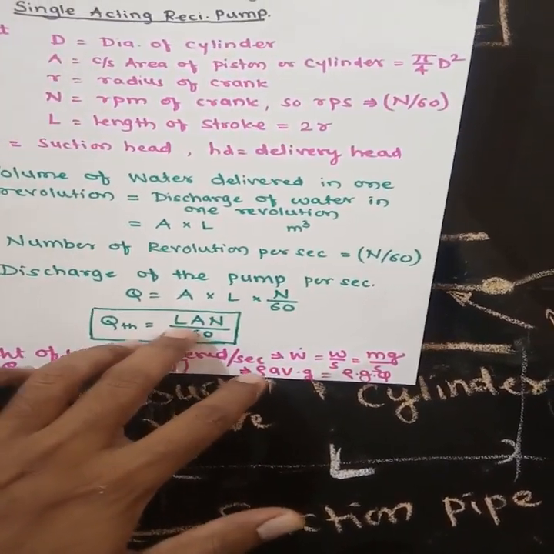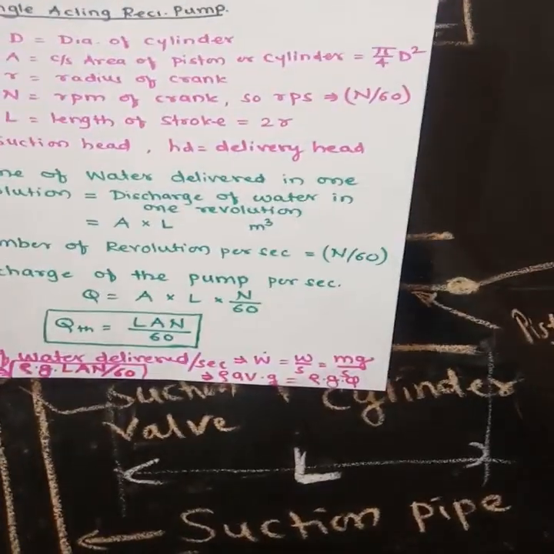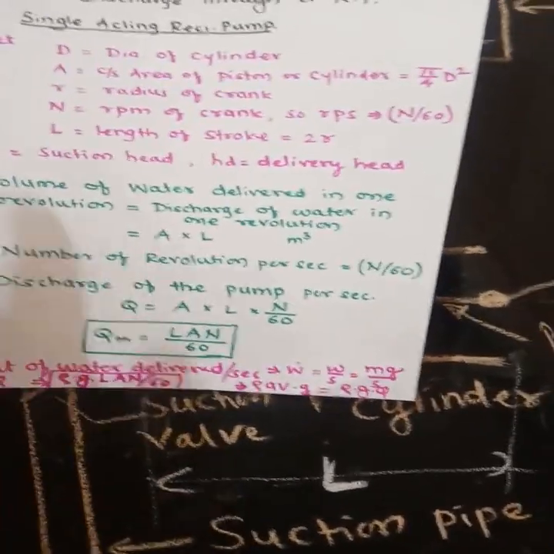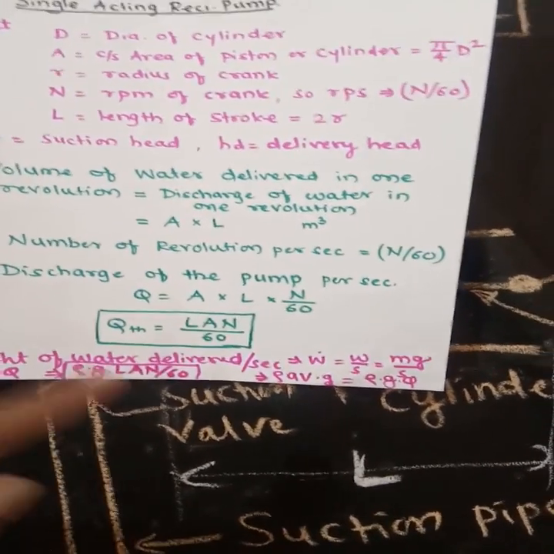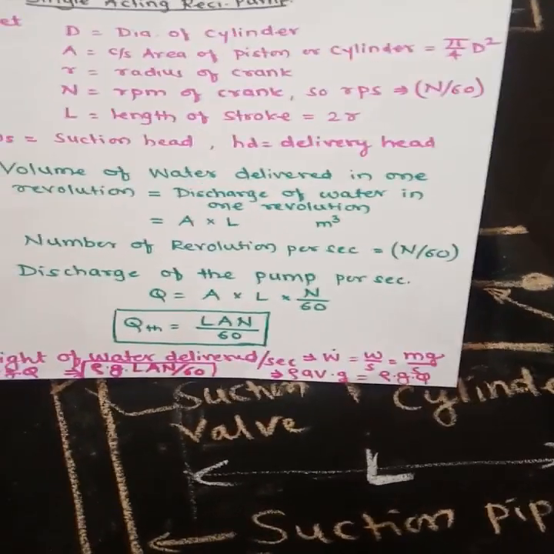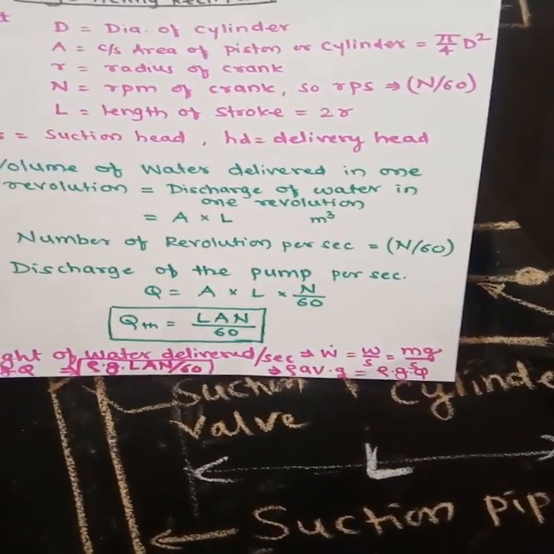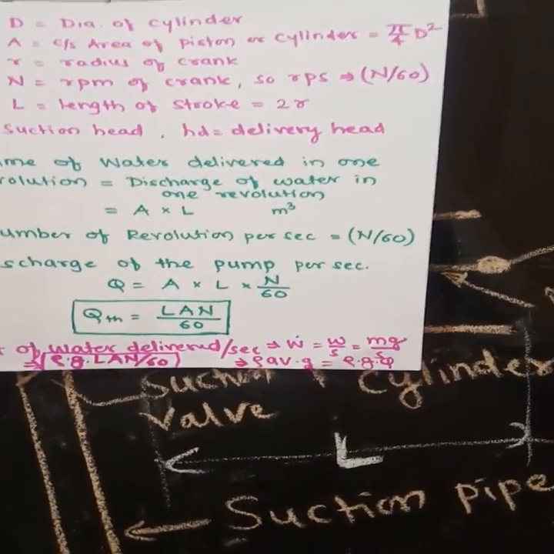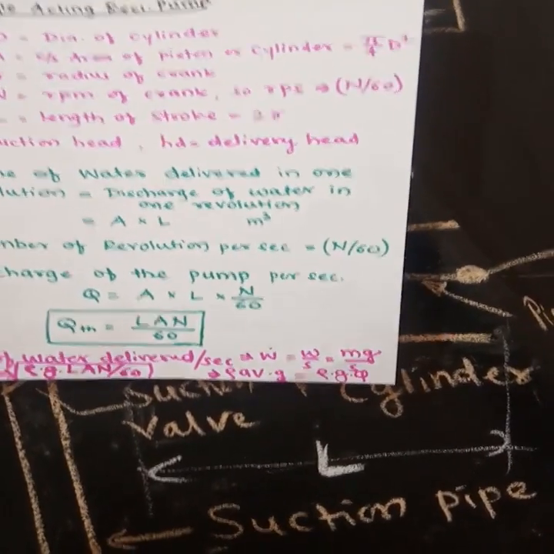Finally it is LAN by 60, where L is the length of stroke, which equals twice R. A is the cross-sectional area of the piston or cylinder, in meter square, and N represents the number of revolutions per minute, so N here is in RPM. The term N by 60 represents RPS because we require per second, so discharge is in meter cube per second.